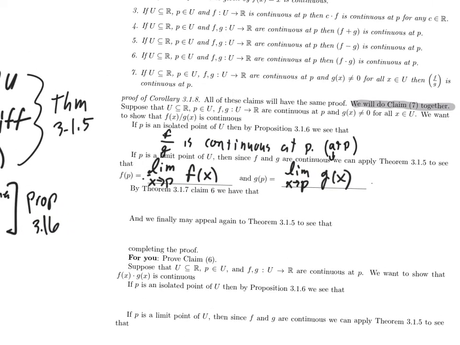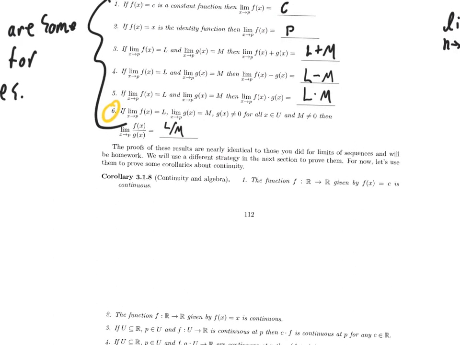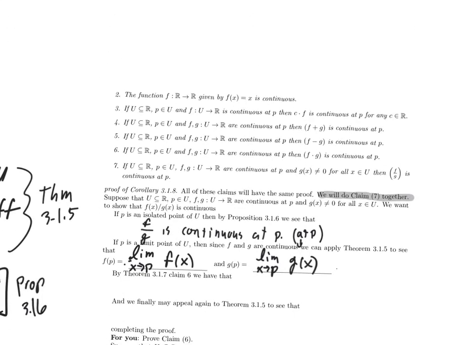So I can use theorem 3.17 claim 6. Let's scroll up and remind ourselves that it says that if f of x converges to L and G of x converges to M, and G of x is not equal to 0 forever, and M is not equal to 0, then the limit of f of x over G of x is the limit of f of x divided by the limit of G of x.